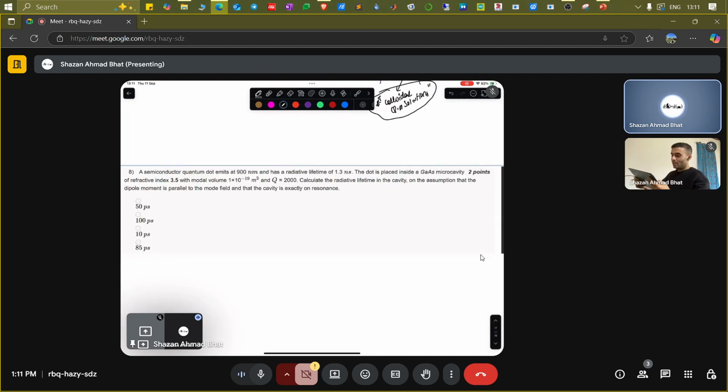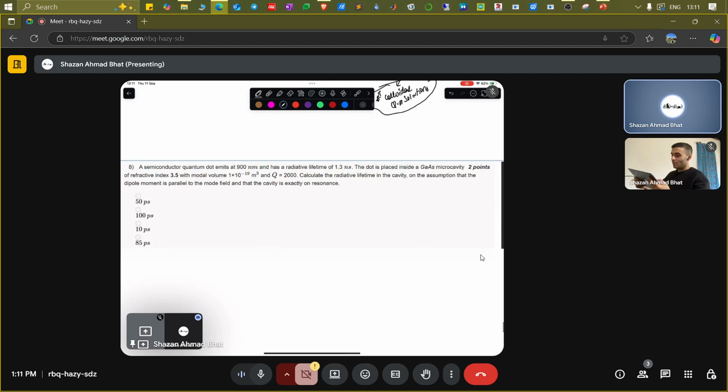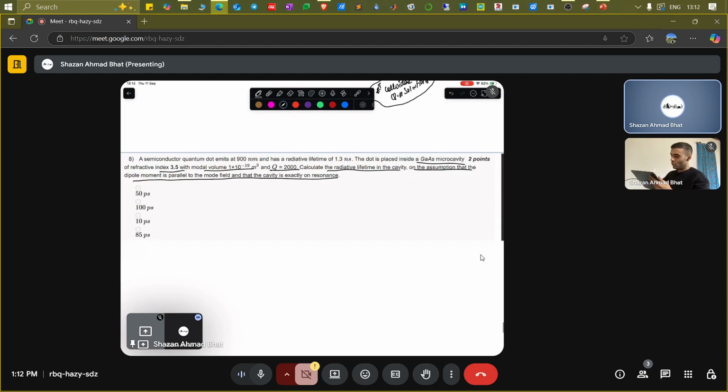And another one is: a semiconductor quantum dot emits at 900 nanometers, and the radiative lifetime of the dot is given. The dot is placed in a gallium arsenide microcavity. The refractive index, the modal volume, and the quality factor are given. Calculate the radiative lifetime in the cavity on the assumption that the dipole moment is parallel to the mode field and that the cavity is exactly at resonance. These are important conditions, obviously. The dipole moment is exactly parallel to the mode field.